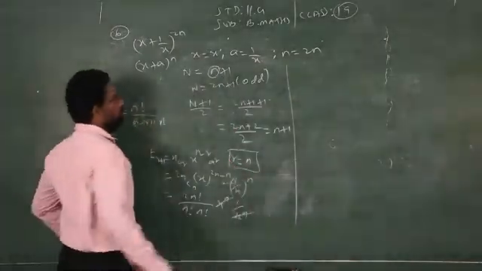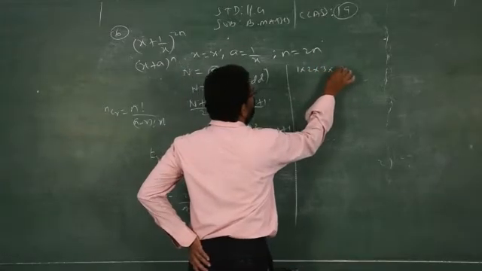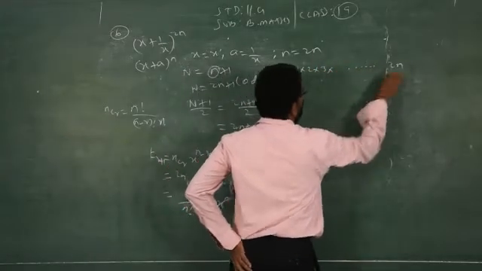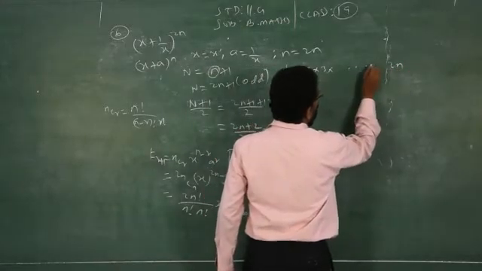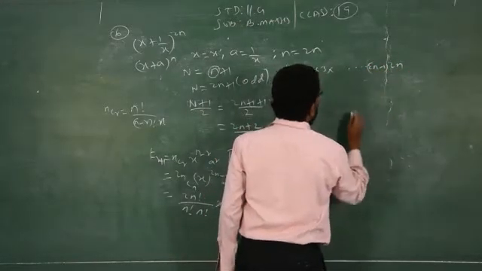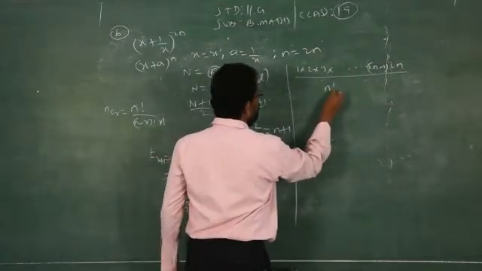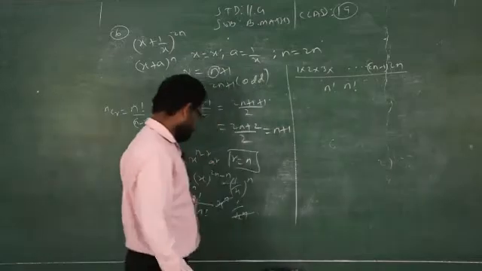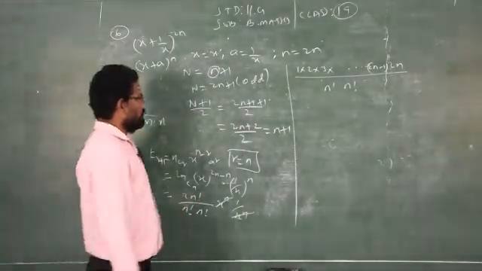So 2n factorial, you know how to expand this: 1 into 2 into 3 into up to 2n. What is the number before 2n? 2n minus 1, isn't it? This you know already, divided by n factorial into n factorial. So I did not disturb anything in the denominator, I just kept it as it is.